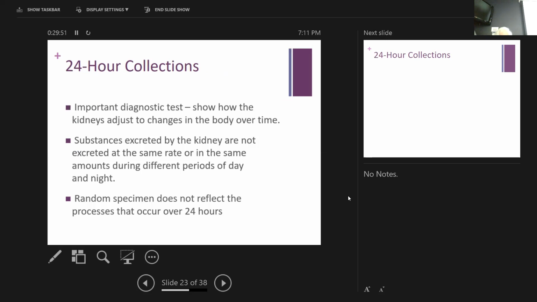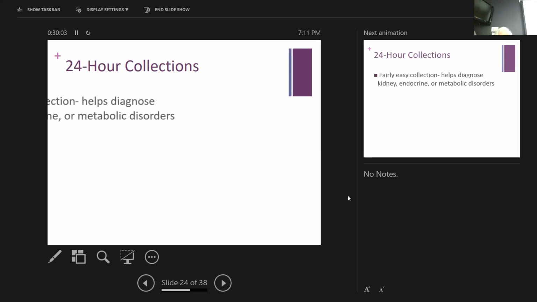And another reason is that a random sample is going to miss a lot of them since they're cyclic. So we want these 24 hours.